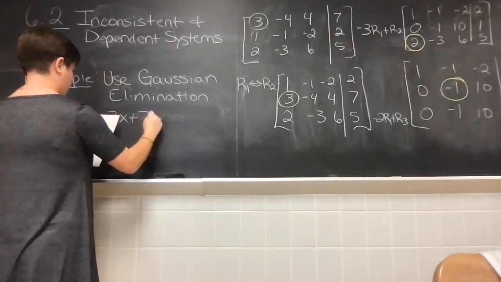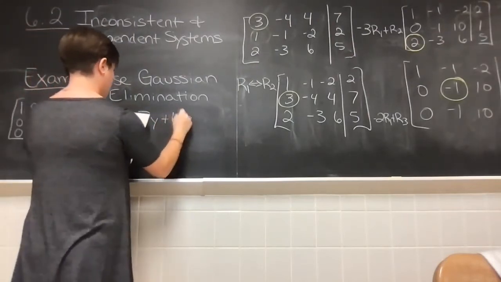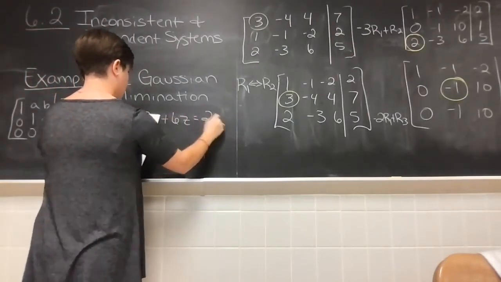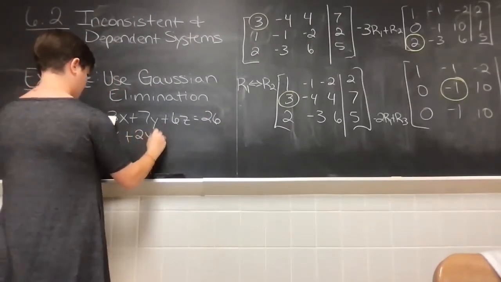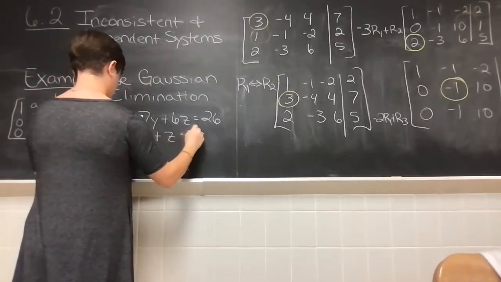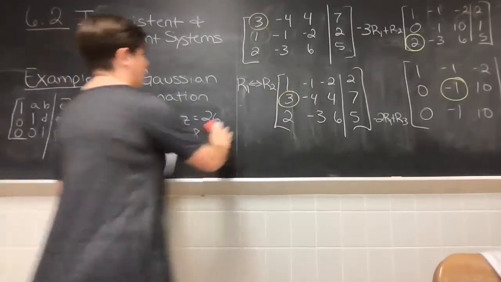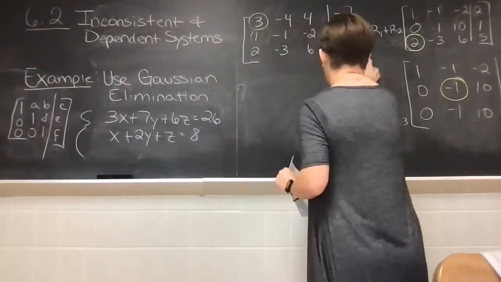3x plus 7y plus 6z equals 26. x plus 2y plus z equals 8. So I'll let you write that down while I erase the board.